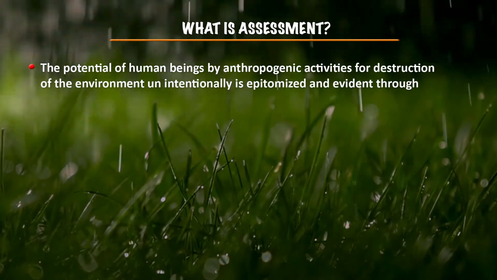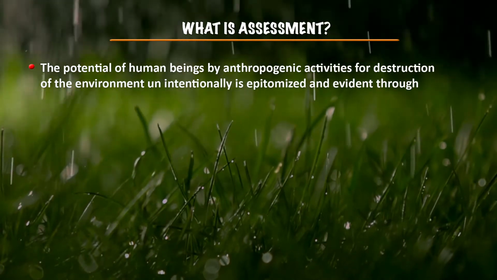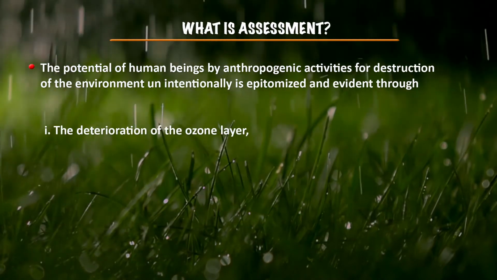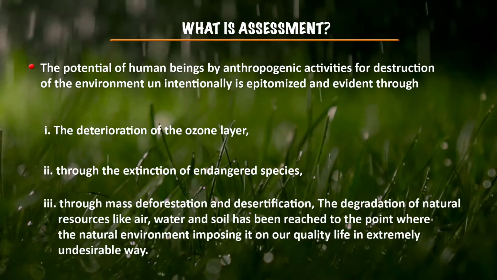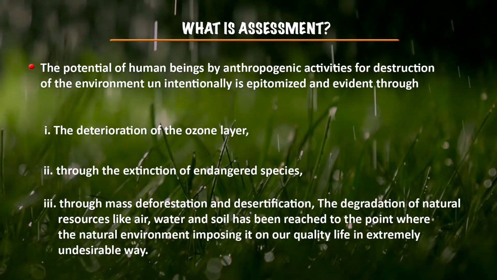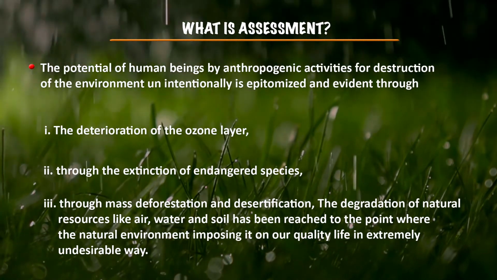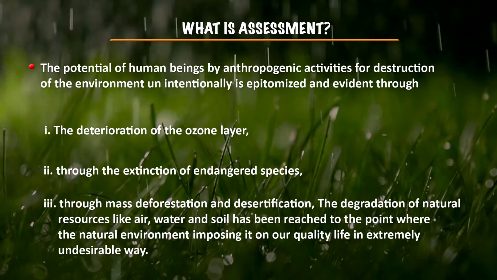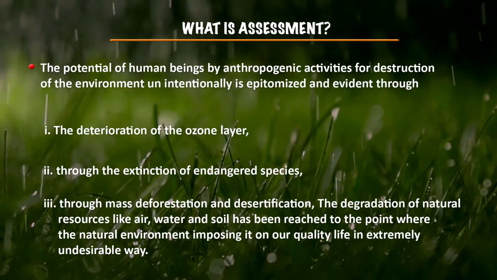So the potential of human beings by anthropogenic activities for destruction of the environment unintentionally is so far epitomized and evident also through the deterioration of the ozone layer, of course we know that, through the extinction of the endangered species and also through mass deforestation and desertification. So these are the evidential provisions we are everyday seeing. The degradation of natural resources, for example air, water and soil has reached the point where the natural environment is imposing itself on our quality of life in an extremely undesirable way.